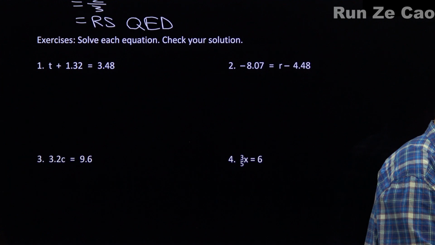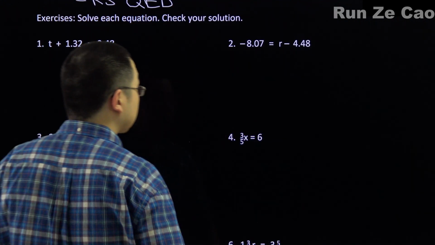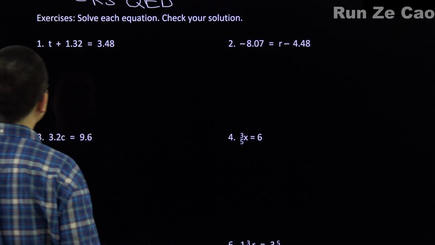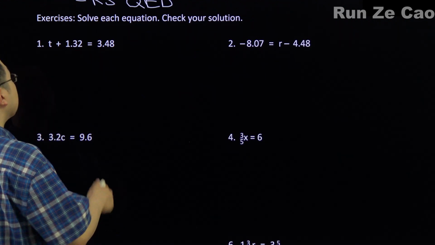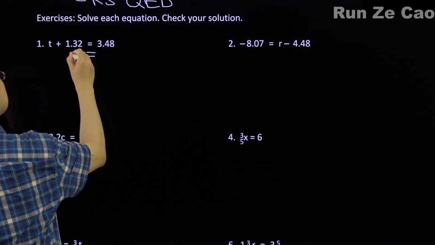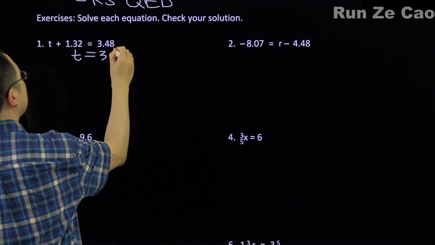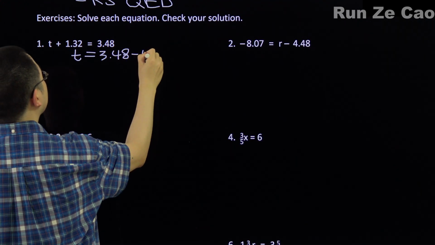Well, let's solve some equations, and then we'll check the solutions. So t plus 1.32 is equal to 3.48. That means t is equal to 3.48 minus 1.32.